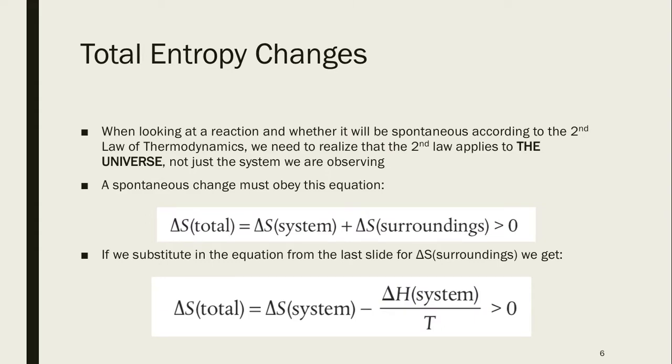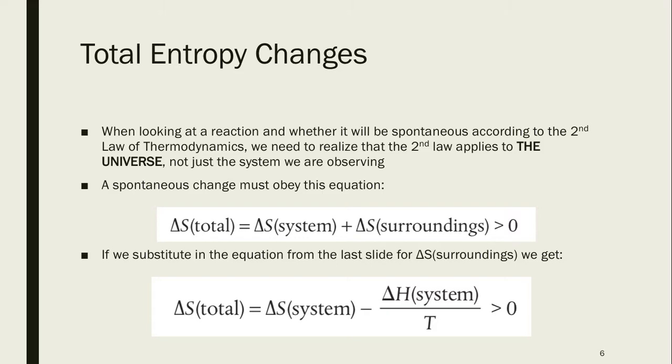Now let's consider total entropy changes when looking at a reaction and whether it will be spontaneous according to the second law of thermodynamics. We need to realize that the second law applies to the universe, not just the system we are observing. So the total change in entropy is equal to the system and the surroundings. Both of those are added together, and that must be greater than 0 in order for it to be a spontaneous change. We want the entropy to increase.